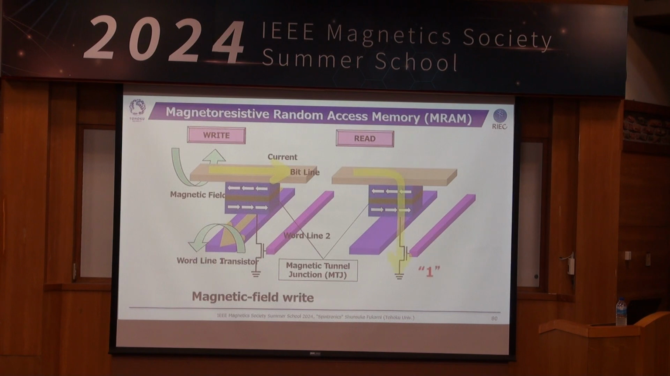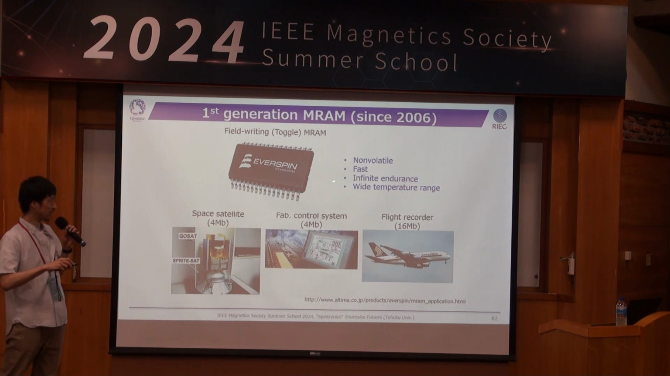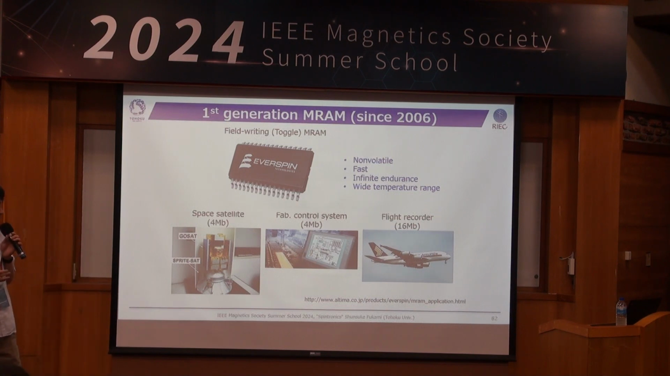So the first product of the MRAM uses Ampere's law. By injecting the current, you can switch your magnetization by the magnetic field. And this type of MRAM has been commercialized since 2006, but its application area is not so large. It is limited in, for example, space or the airplane. The reason is that it requires a large current to switch the magnetization. So it only gets a very limited market.